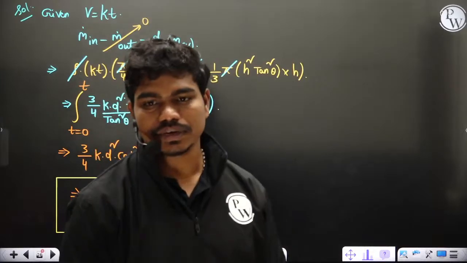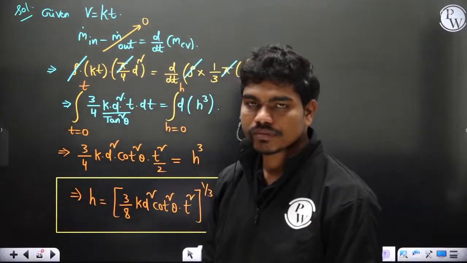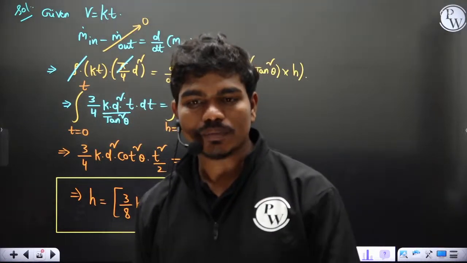So this is a simple question, you see hardly 3 steps, 1, 2, 3, the rest is just simplification. But you should know mass flow rates, all these things.